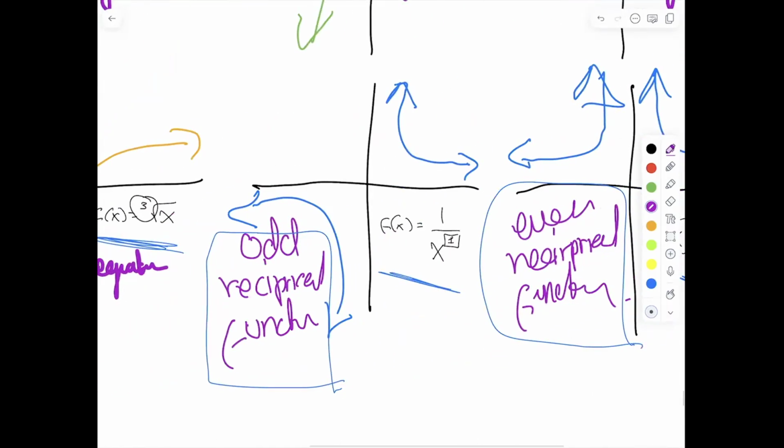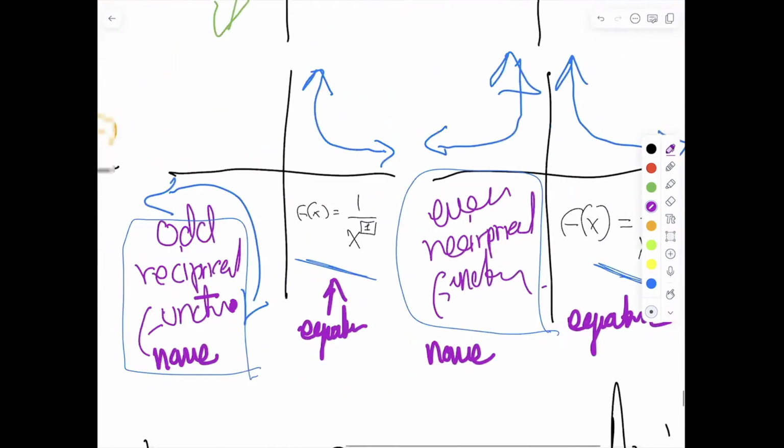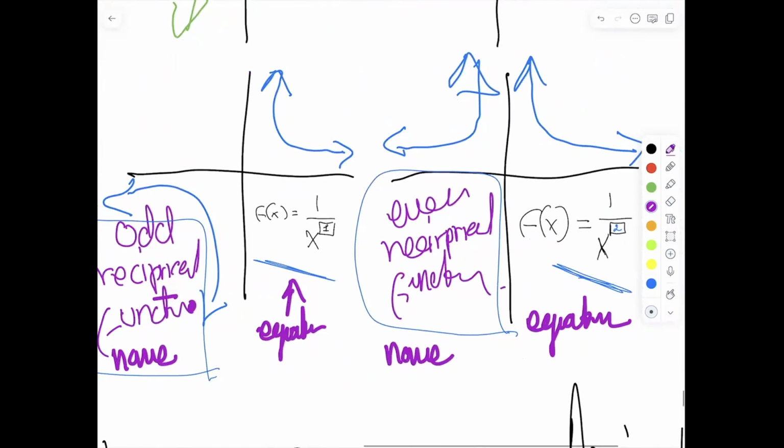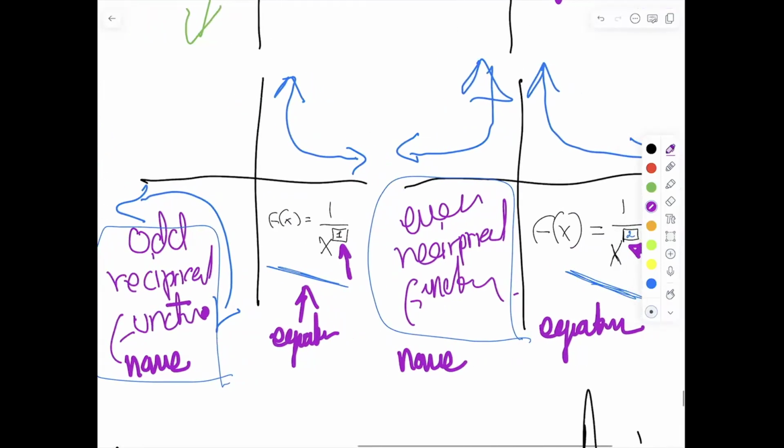What about this one? Well, this is the odd reciprocal function. This is the name. This is the equation. So what is the name of this? Well, this is an even reciprocal function. That's the name. And this is the equation. So what is the difference between this equation and that equation? Well, this has a degree of 1, right? This is a degree of 1, while this one has a degree of 2. There's a big difference. And you see how they're graphed differently, right?